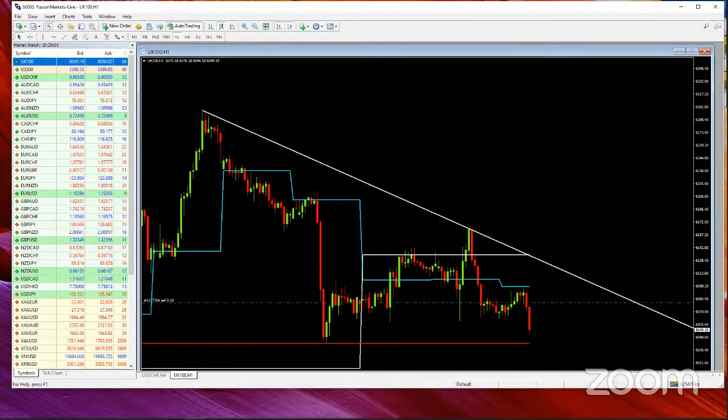Right, what else was it? So we've got the Kiwi yen, and I'm sure somebody else had something else. Oh, Swiss yen on the daily for a long at the bottom of the channel from Sino. Let's check that, Sino.